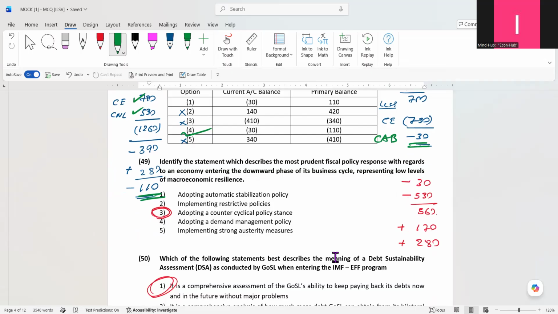That's another way. The red color thing is another way to estimate this. Right. 49. Identify the statement which describes the most prudent fiscal policy. What is the most prudent?